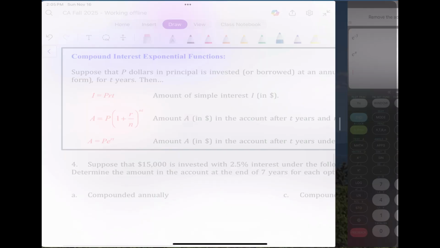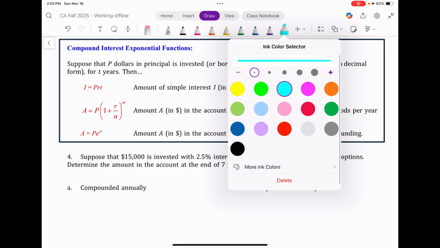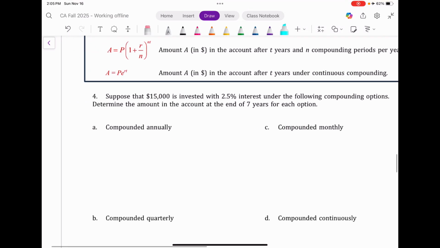Okay, so let's look at some compound interest formulas. In this class, we typically don't deal with simple interest, so we'll skip over the first equation, and we'll just focus on this compound interest formula. This calculates the final amount in an account, typically a savings account, or it could calculate the final amount of a loan after a certain number of years have passed.